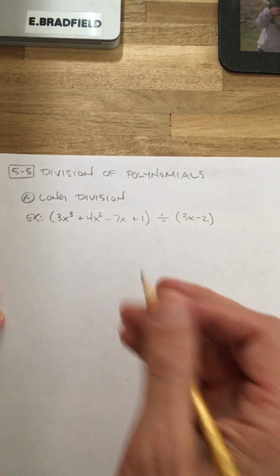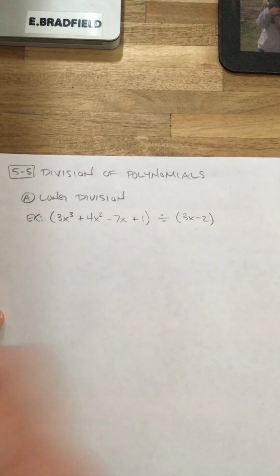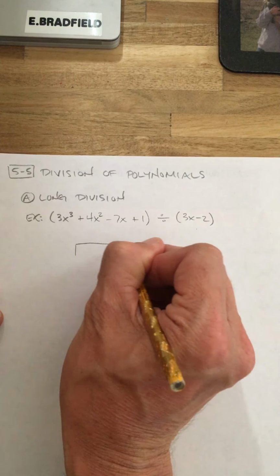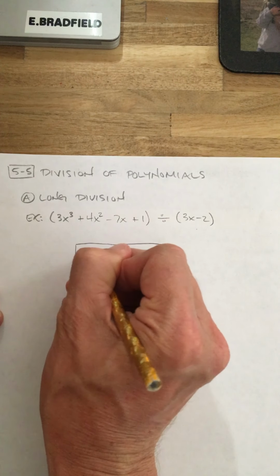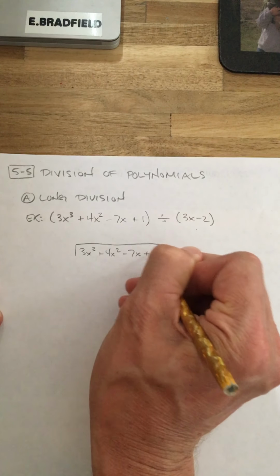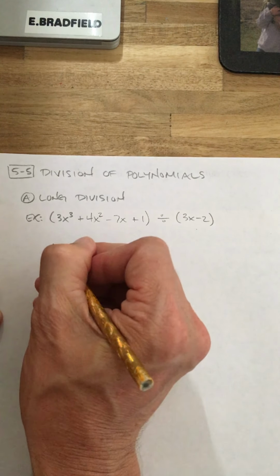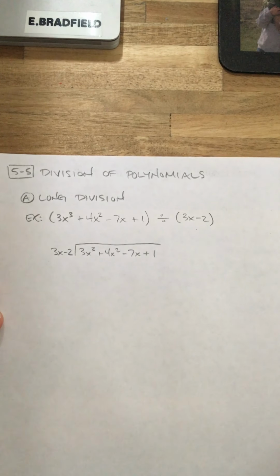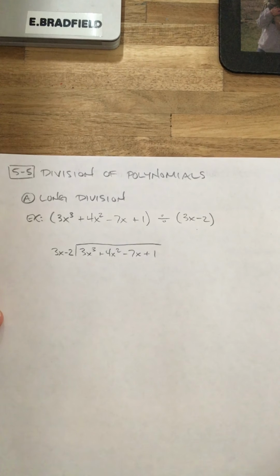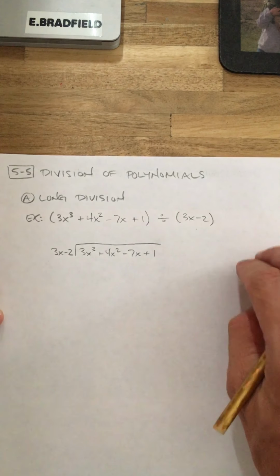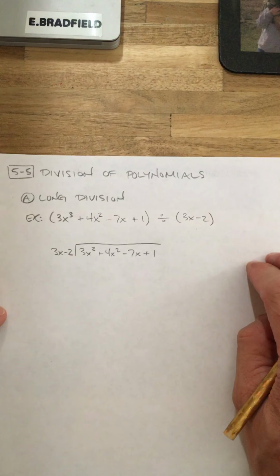You're going to take this and divide it by long division, so this will look familiar. We're going to do long division of 3x cubed plus 4x squared minus 7x plus 1, and we're going to divide it by 3x minus 2. Now I don't have a ton of time to show you why this works, but I'll do a little example off to the side to show you how it works.